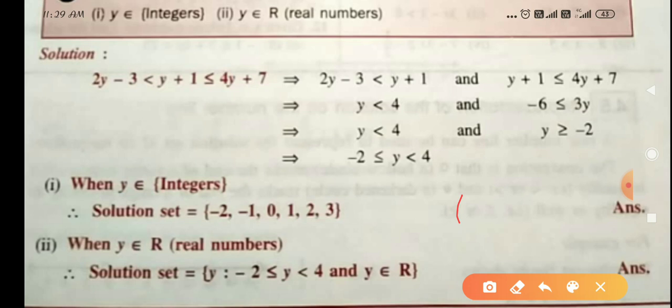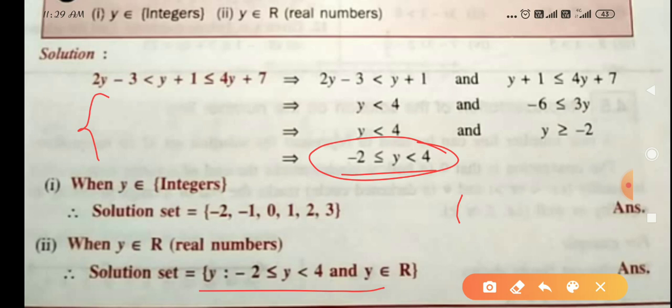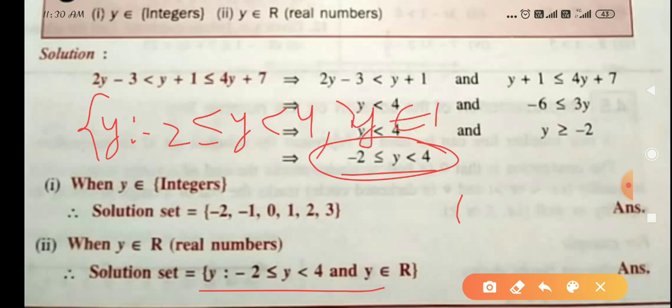So you write it in set builder form. This is the form. Whatever solution you have found, first of all the curly bracket will start. Whatever variable is given, you write that variable, y, then the such that sign. Then you put this inequality: minus 2 is less than or equal to y is less than 4, comma, y belongs to real numbers. So like this you can make the set builder form in the case of real numbers.